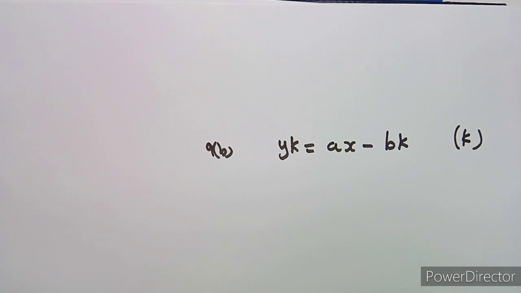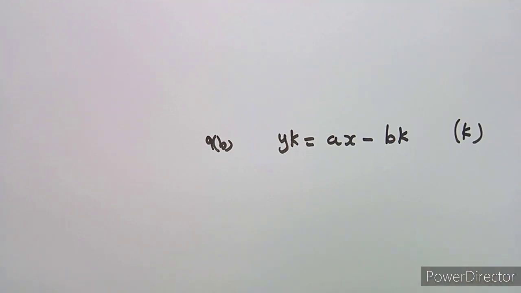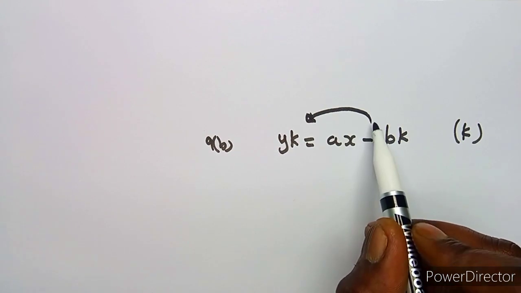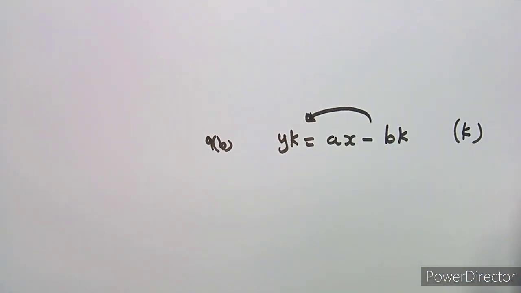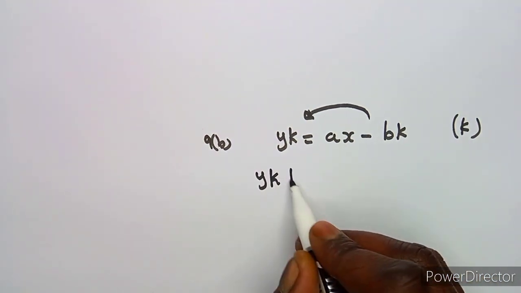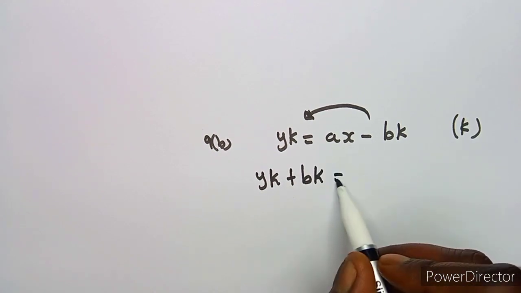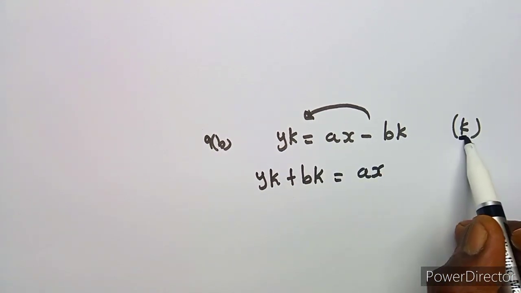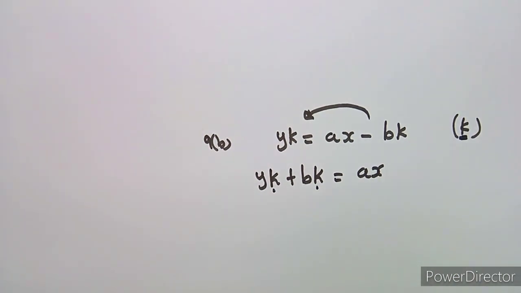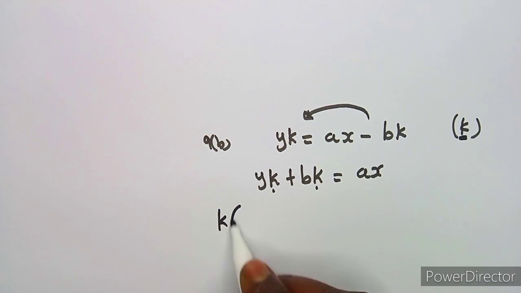So in this case, what am I going to do? Definitely I have to collect the terms with k to one side of the equation so that I'll be able to simplify further. Okay, so let's start by collecting the terms of k. This is minus bk, so the moment it crosses the equal sign, definitely it is going to change its sign to a plus. So this is going to be yk plus bk, in this case, which is equivalent to ax. Remember, I am focusing on k. So here we've got k, we also have a k here. So what can we do? Because we're just supposed to remain with one k, and there are two. So I have to factor out that k.